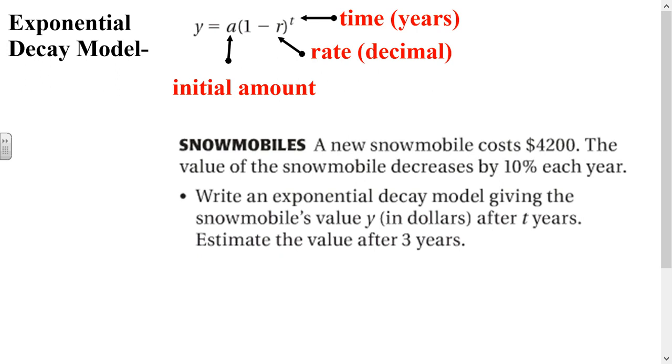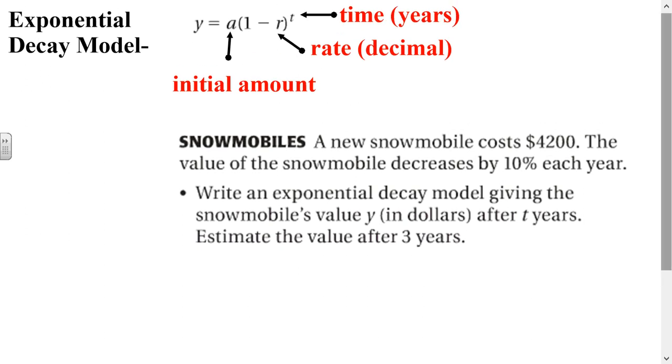So if we look at this question about snowmobiles, it says a new snowmobile costs $4,200. So the value of the snowmobile decreases by 10% each year. That kind of stinks, because then if you want to resell it, it doesn't really have a lot of value. So it says write an exponential decay model giving the snowmobile's value y in dollars after t years.